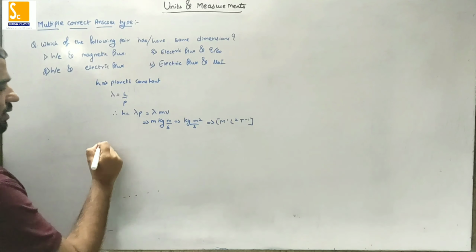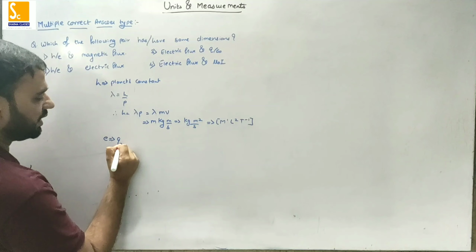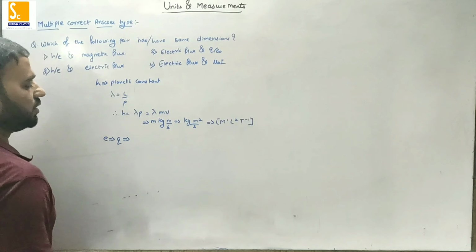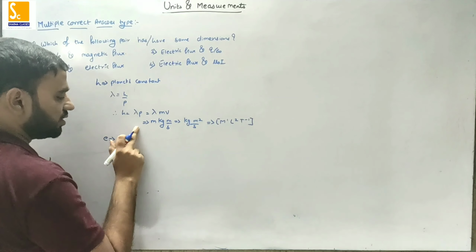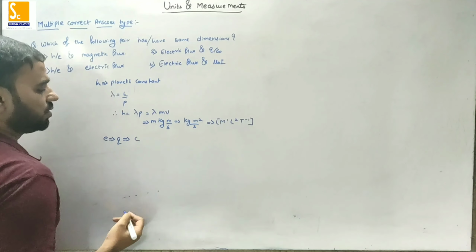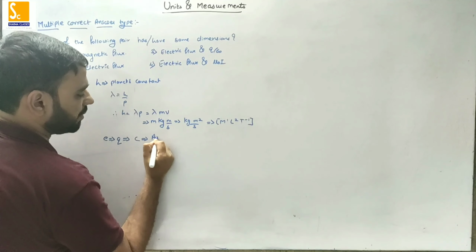Let's talk about E. The dimensional formula for E. E is nothing but charge. See, the SI unit of charge is nothing but Coulomb, and we know that Coulomb is nothing but ampere second.